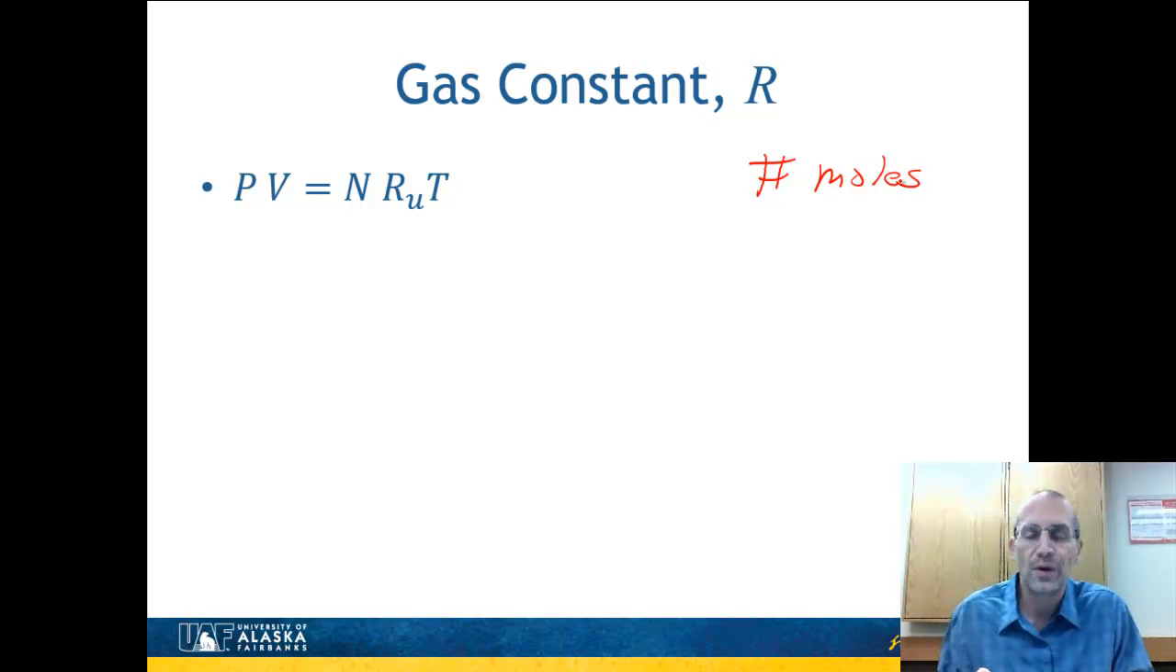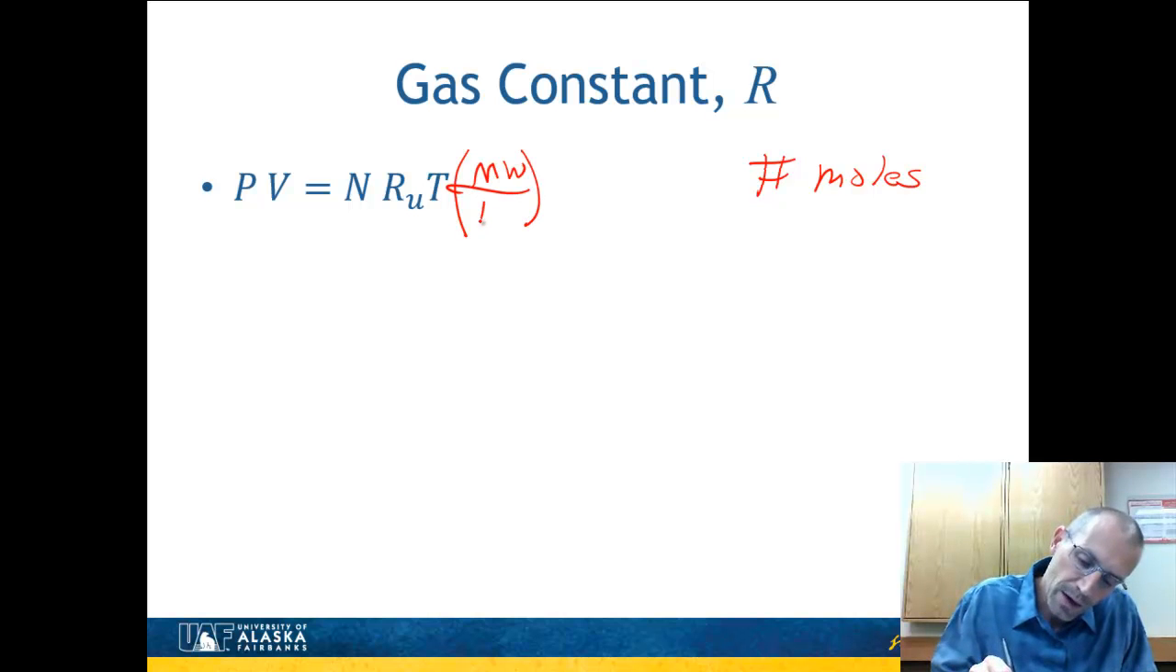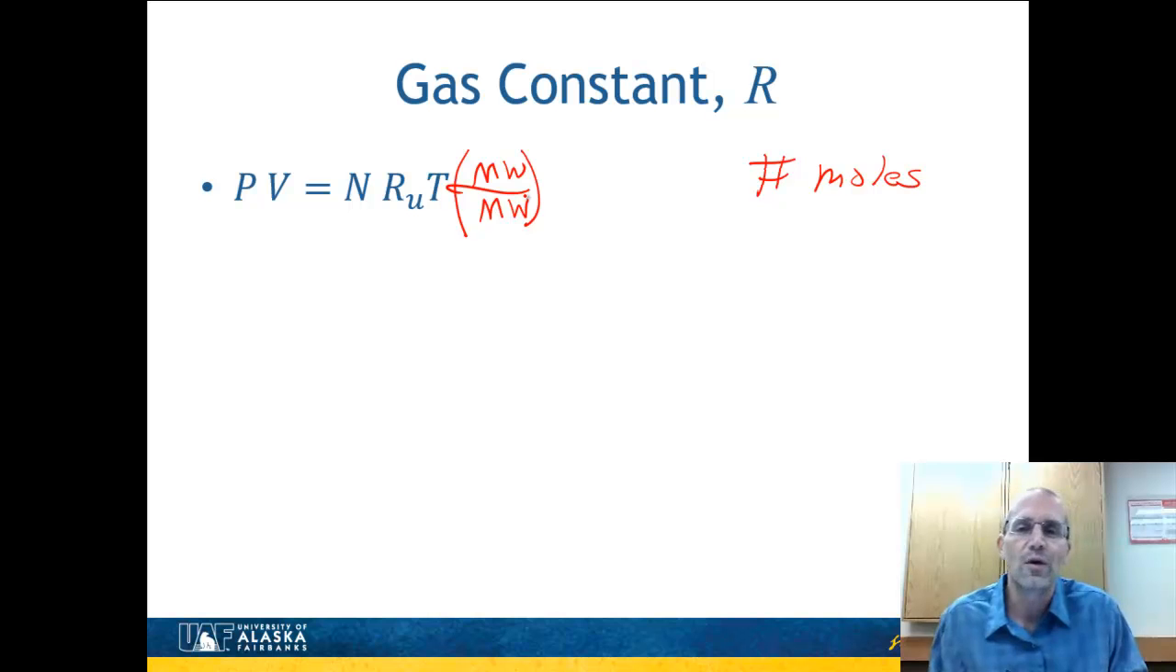Now, that's not a very convenient form for engineers. We don't like working with moles, we like working with mass. The reason is that the number of moles can change when a chemical reaction happens, like when you burn a gas, and therefore it's not constant, whereas mass remains constant in a system. So what we often do is multiply this by 1, but we multiply it by the molecular weight over the molecular weight. So that's 1, and that doesn't change this equation.